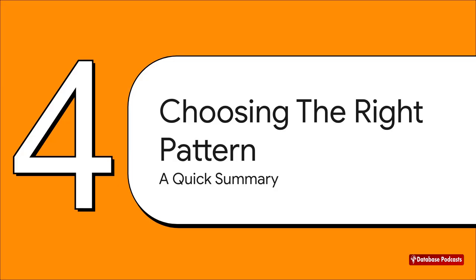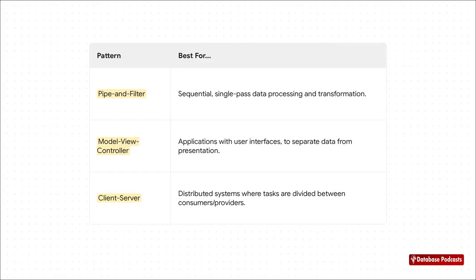Okay, so we've just covered 3 absolutely fundamental architectural patterns. Each one is a specific tool for a specific job. So let's do a quick recap so you know which tool to reach for and when. Let's just boil it all down. You should reach for pipe and filter when you have that clean, sequential data assembly line. Go with Model View Controller, or MVC, anytime you're building an app with a user interface and you need to keep your data and presentation logic separate. And finally, use the client-server pattern when you're building a distributed system and you need to split the work between the thing the user sees and a powerful backend.